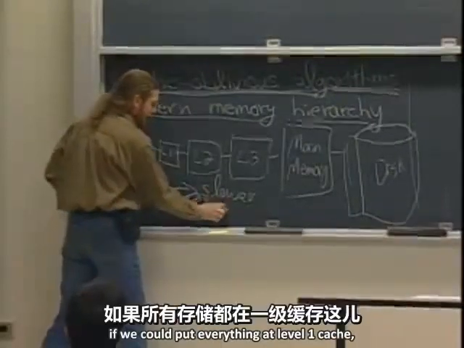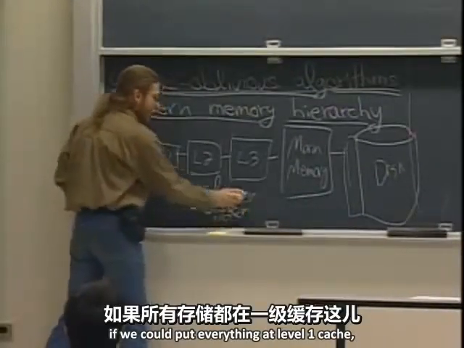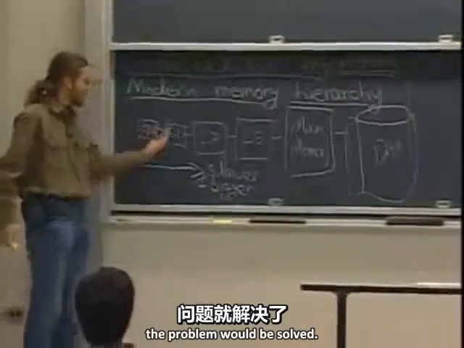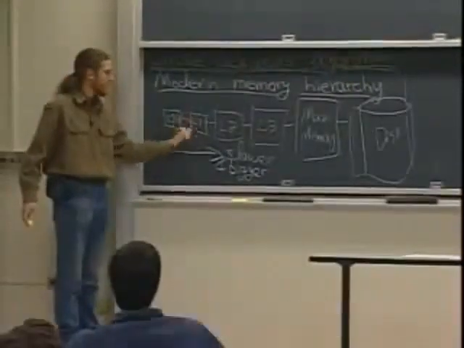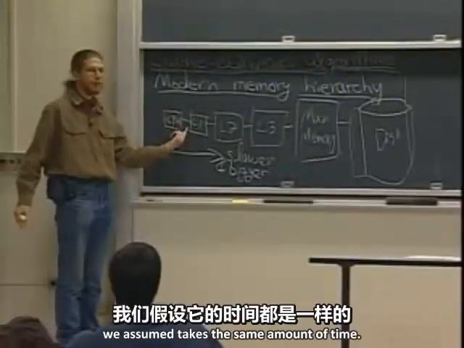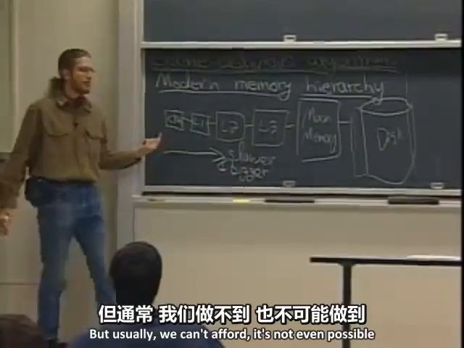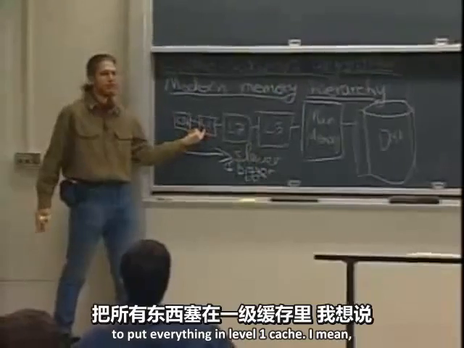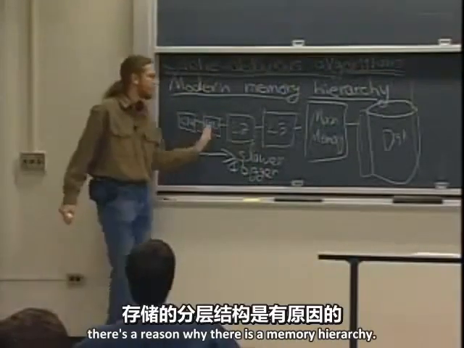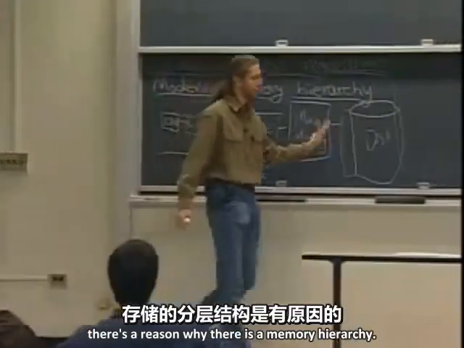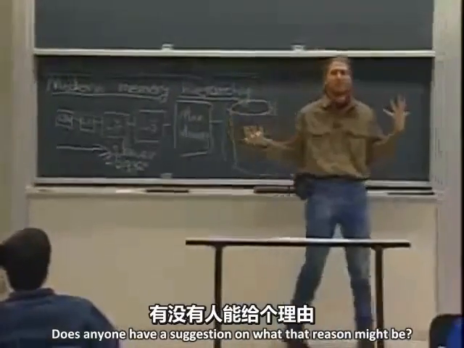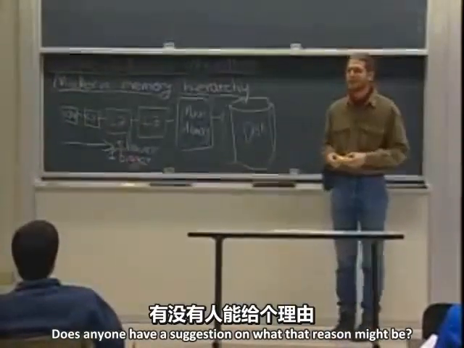If we could put everything in level 1 cache, the problem would be solved. That would be a flat memory. Accessing everything in here, we assume, takes the same amount of time. But usually we can't afford it. It's not even possible to put everything in level 1 cache. There's a reason why there's a memory hierarchy. Does anyone have a suggestion what that reason might be?